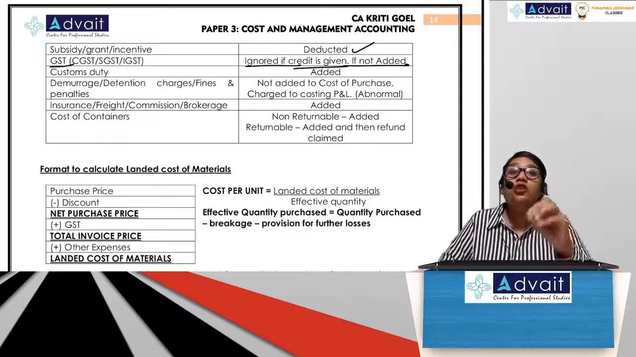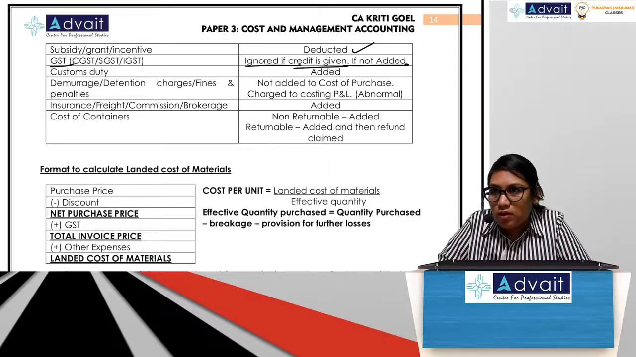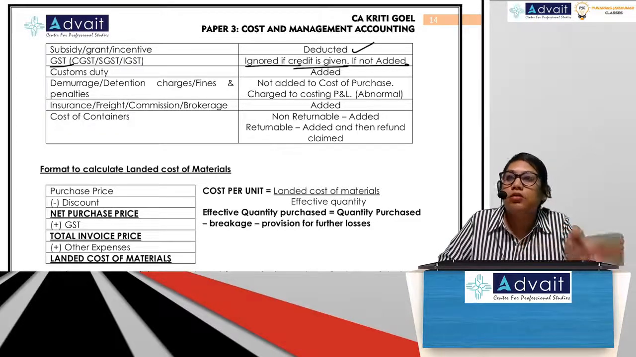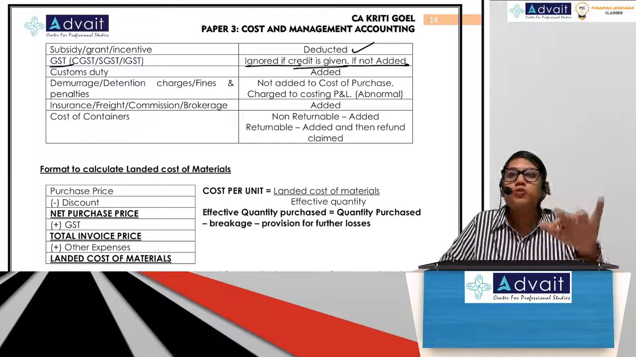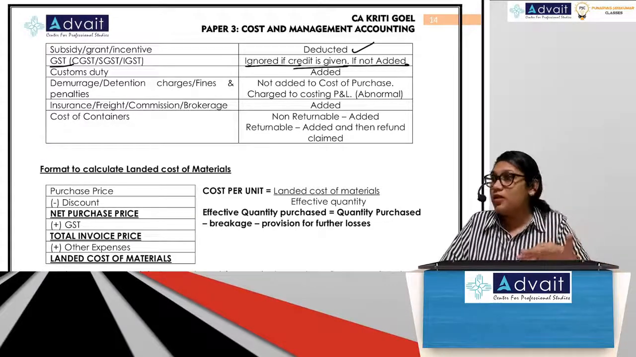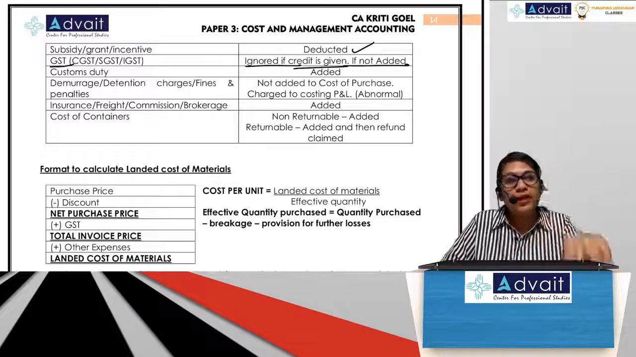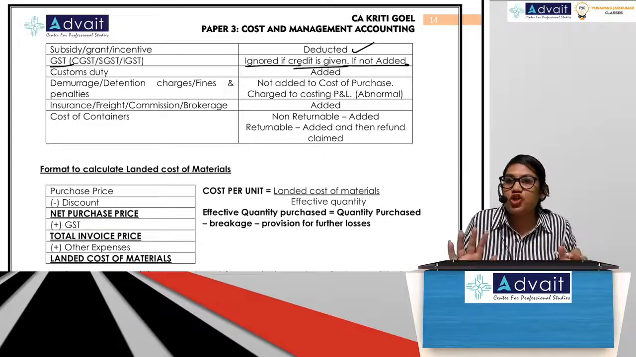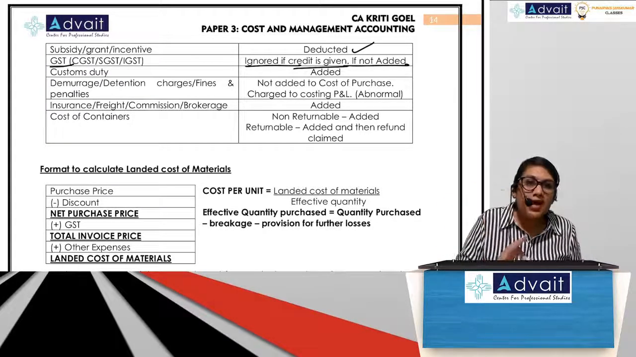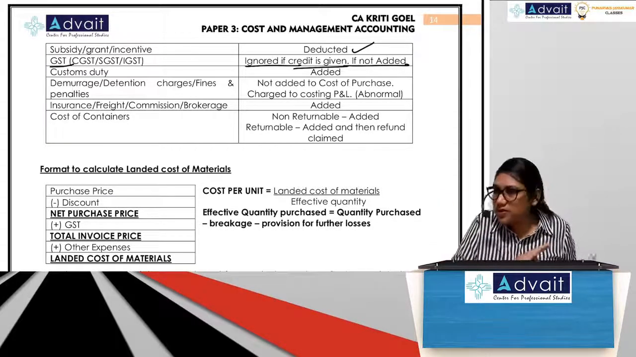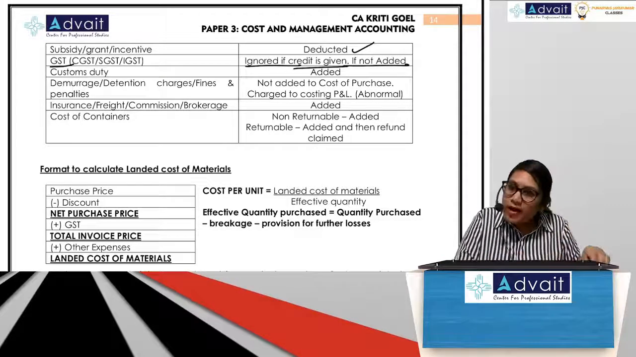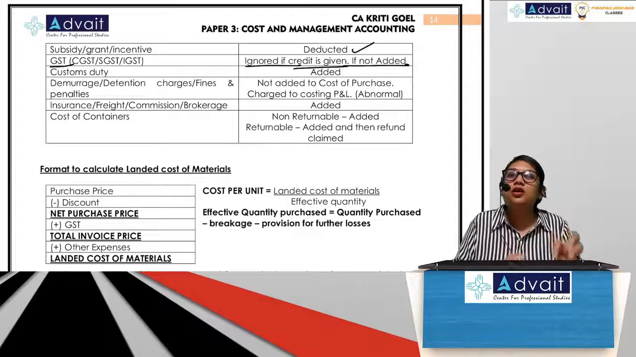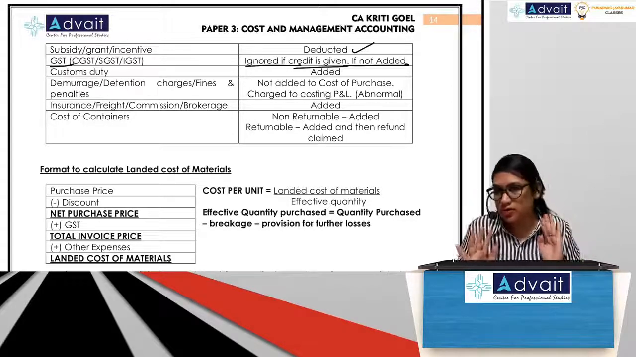If the question is silent about input credit, given or not given, then usually what do we assume? We assume that it is given. If not given, they will tell you in the problem, and then you have to add it. But if the question is silent, write a note to that effect saying that since nothing has been specified, it is assumed that GST input credit is available. Hence, this is not considered in the calculation of landed cost of materials.